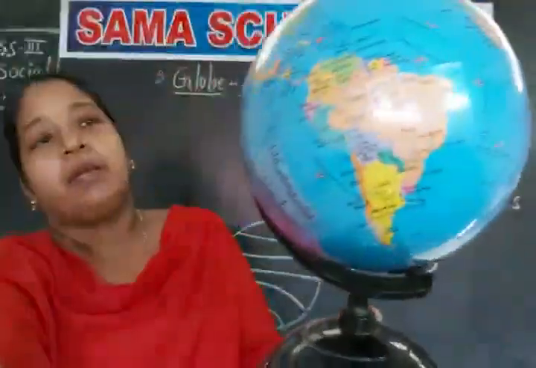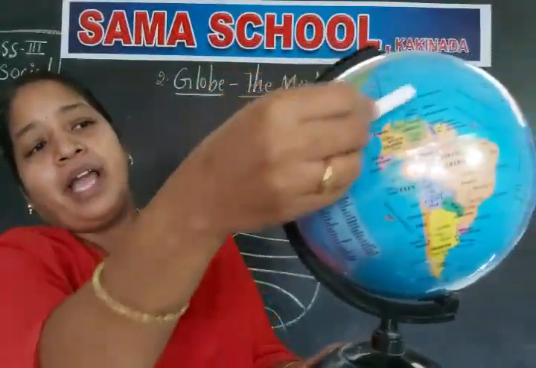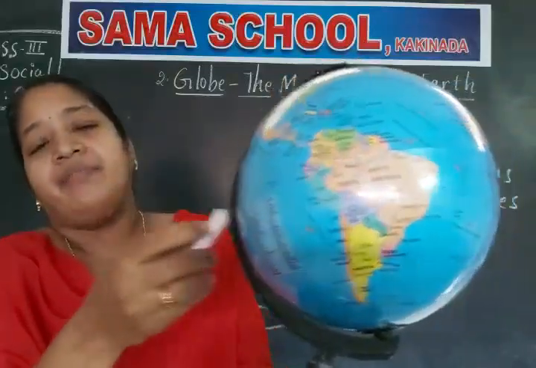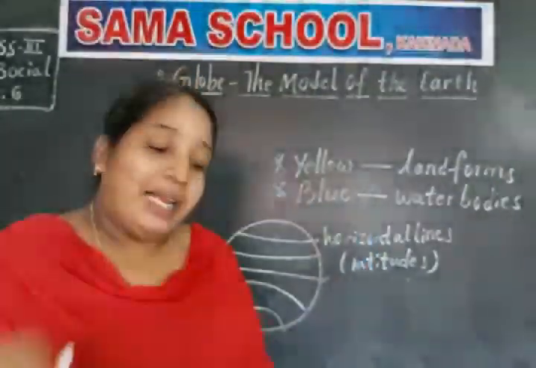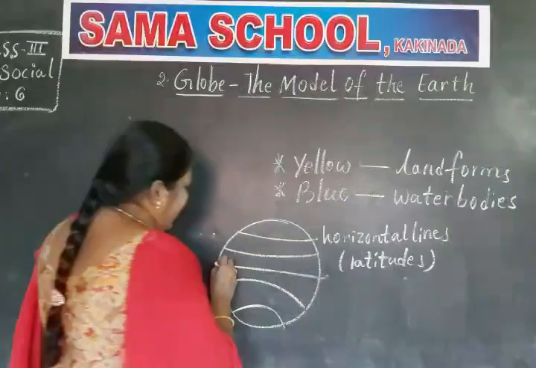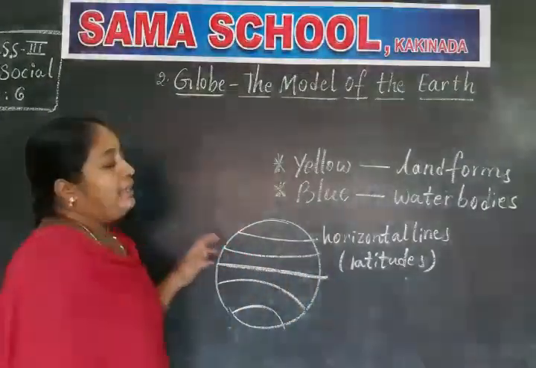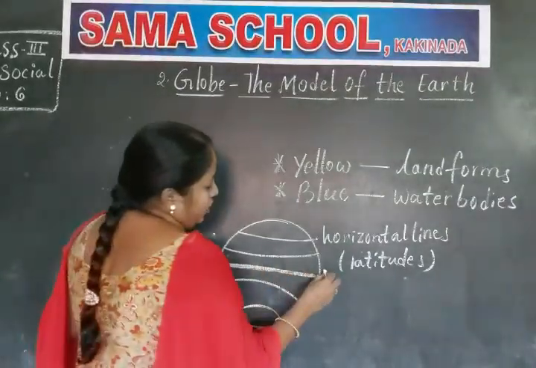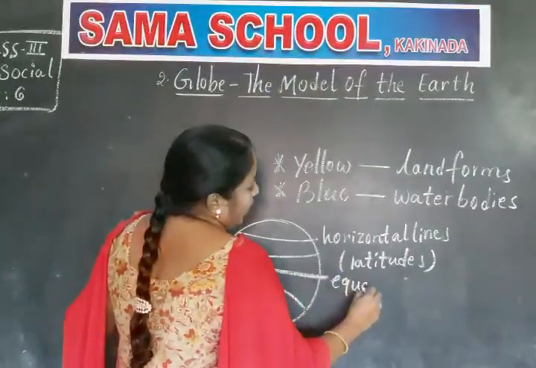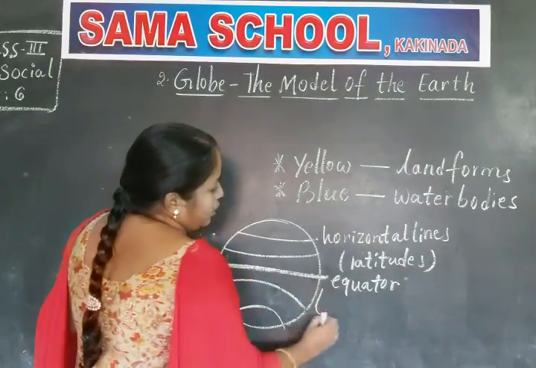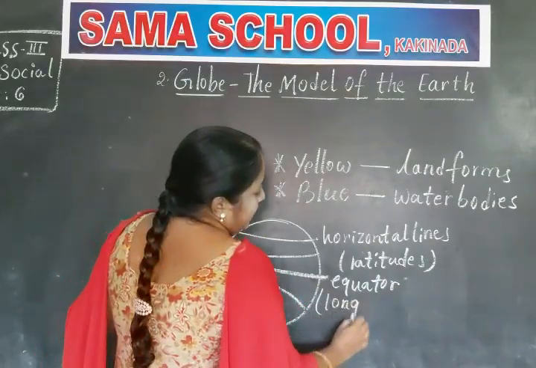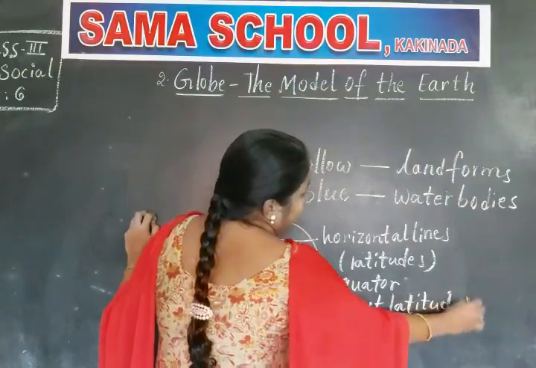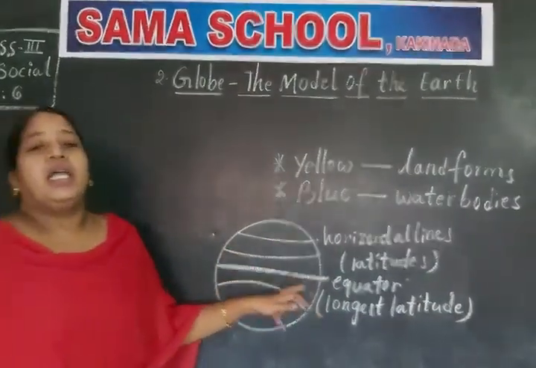If you see the globe clearly, you will find some lines on the globe. These are horizontal lines, and these horizontal lines are called latitudes. In the middle of the globe, you find the longest latitude. That is called equator. Equator means what, children? Longest latitude. Longest latitude is called equator.